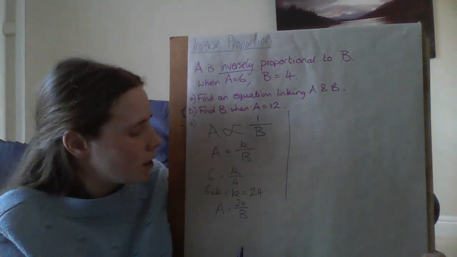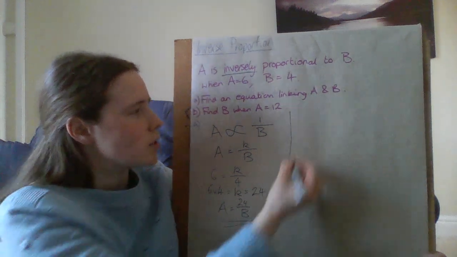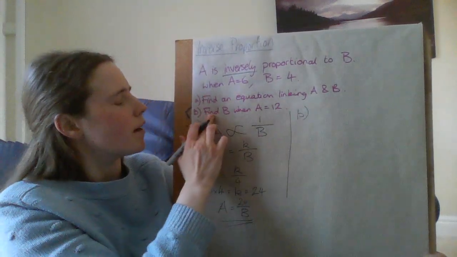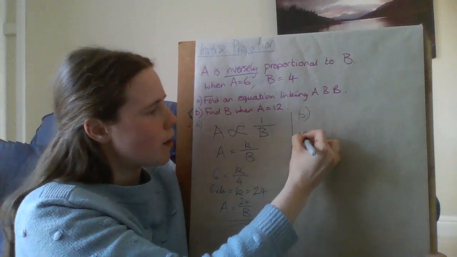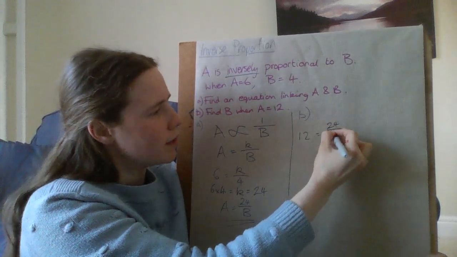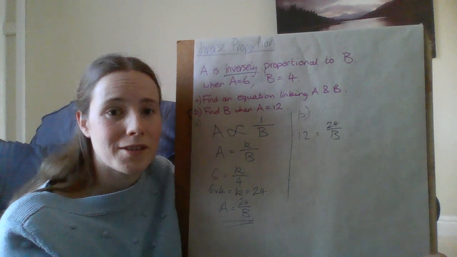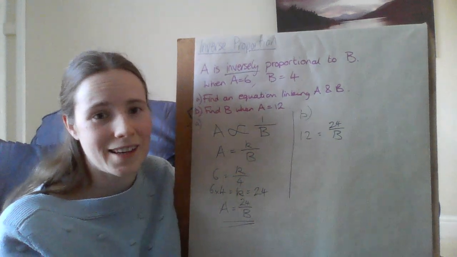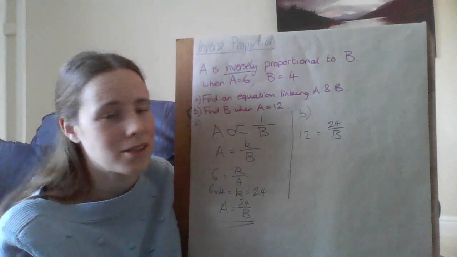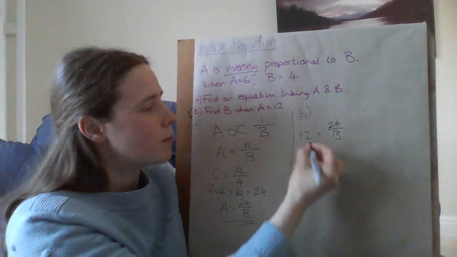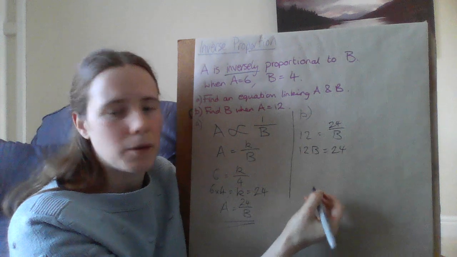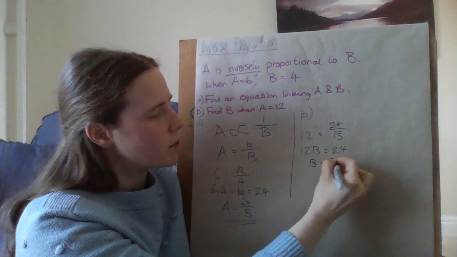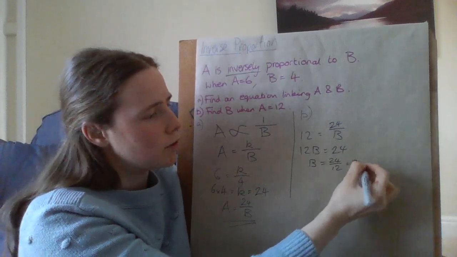Okay. I'm now going to use this formula to answer question B. So for B, I've asked: find B when A is 12. So when A is 12, I can write 12 equals 24 over B. I expect a lot of you can see straight away what B is, but I'm going to go through the stages anyway for when we have tricky questions later on. Times both sides by B. 12B equals 24. Divide both sides by 12. B is 24 divided by 12, which is 2.